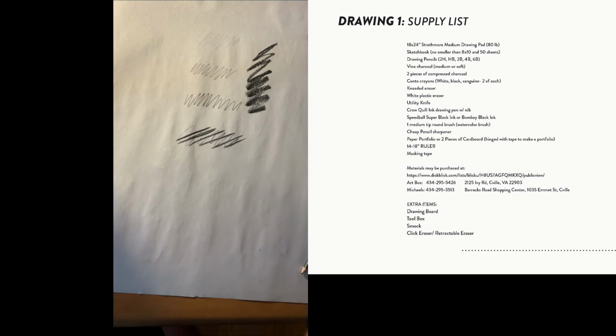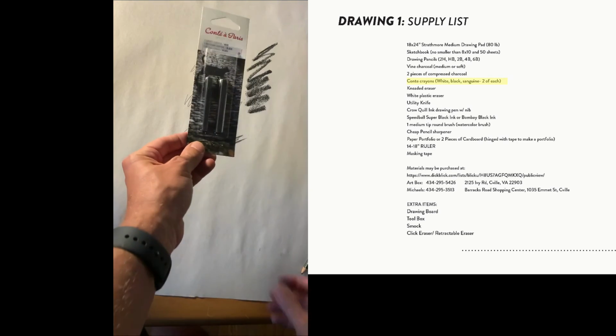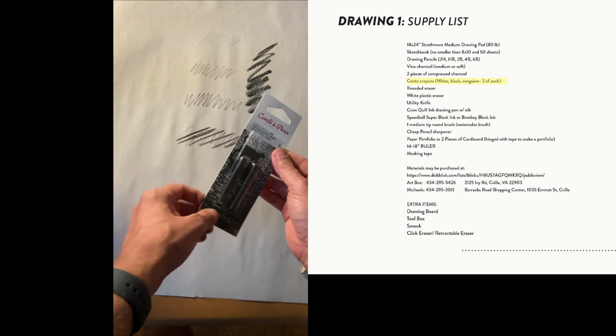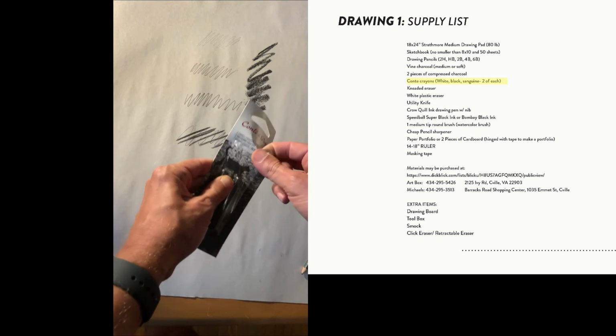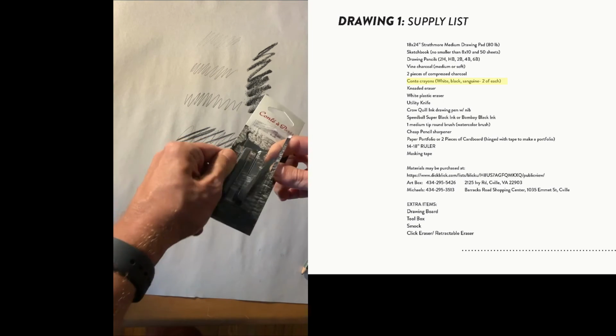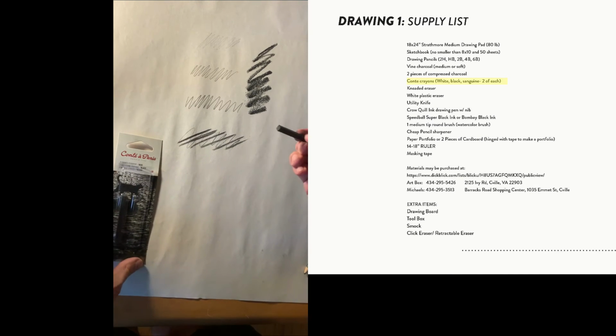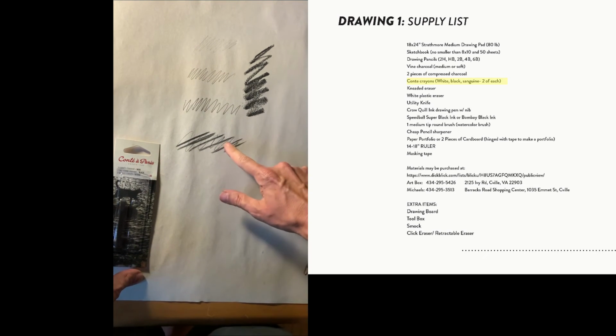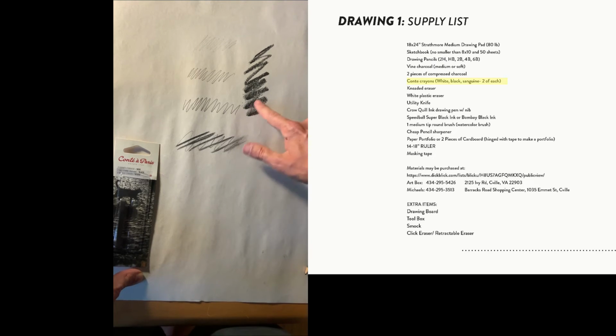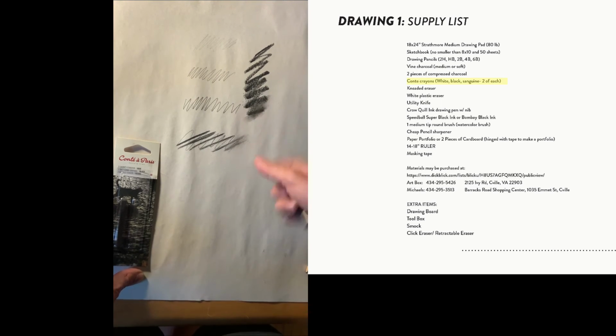And the next thing that we're going to look at is our Conte crown. Now I'm only requiring you guys to get the black Conte crown. Now black Conte, and I'm going to open this up so we can kind of look at it. The black Conte crown has a little bit more wax. For example, in regular charcoal we can smudge it. It doesn't have any wax in it, so it can be blended.